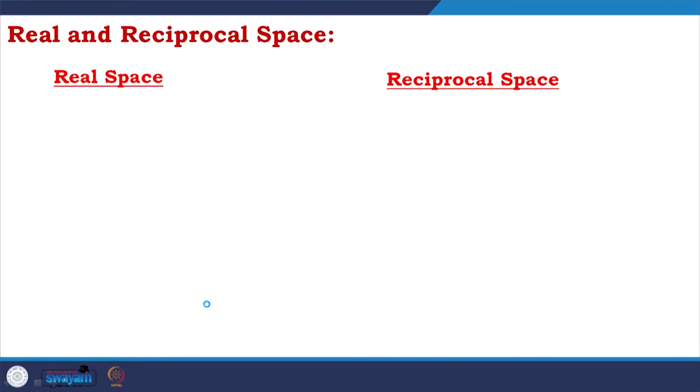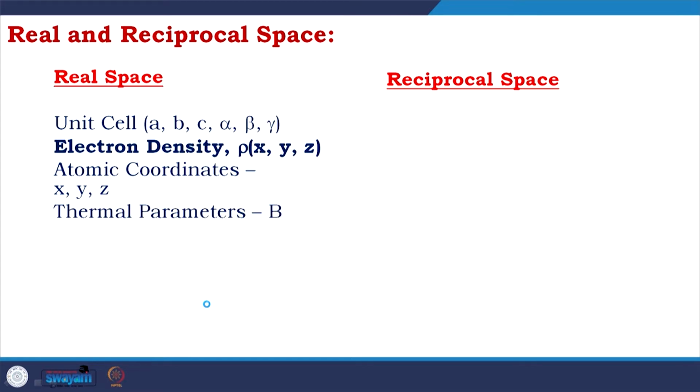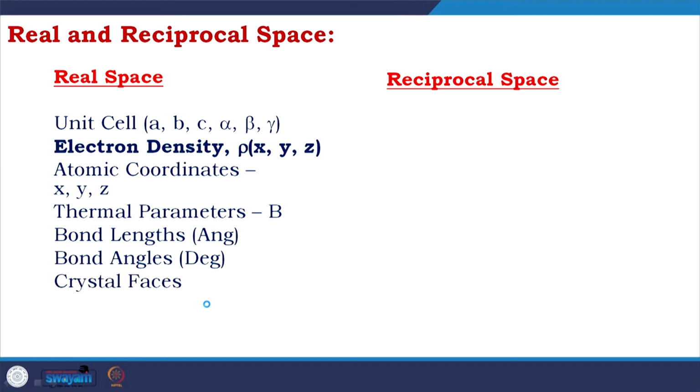I would also talk a little bit about real space and reciprocal space, which we discussed in detail while talking about the crystal lattice. In real space we get information about the unit cell a, b, c and alpha, beta, gamma, the distances and angles, electron density rho(x,y,z), atomic coordinates x, y, z, thermal parameters B, which we will talk about later in detail, bond lengths in angstrom, bond angles in degrees, and crystal faces.